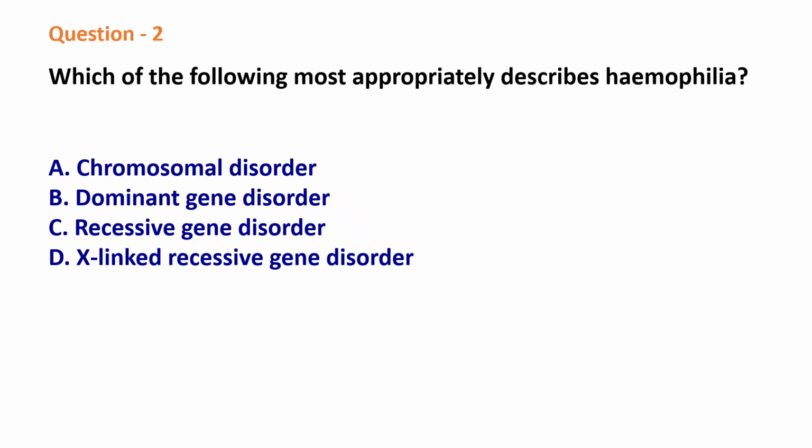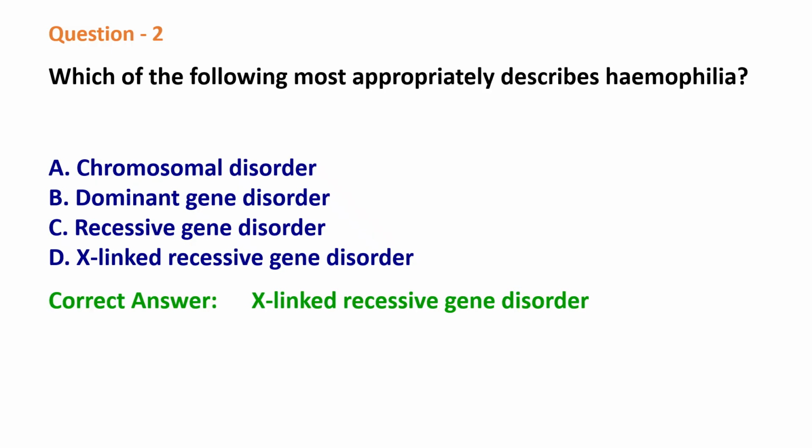Question 2. Which of the following most appropriately describes hemophilia? Options: chromosomal disorder, dominant gene disorder, recessive gene disorder, X-linked recessive gene disorder. The correct answer is X-linked recessive gene disorder.